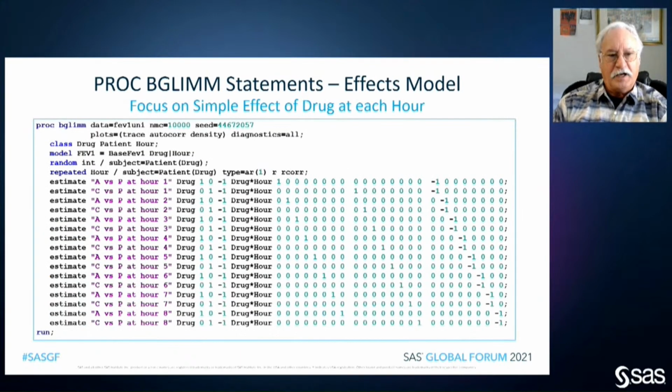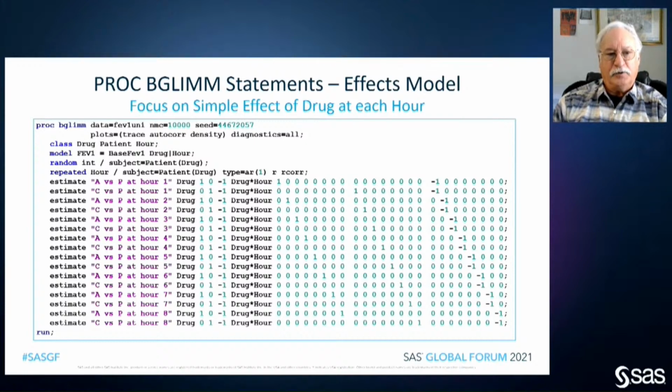So here's the model. Take a deep breath. There's a lot going on here, but let's just work through this. We have PROC BGLIMM and sort of a usual set of options. In this case, the default burn-in and the default thinning was okay. We had to increase the Markov samples from 5,000 to 10,000. We've asked for all the diagnostics. We don't need an outpost option here because we're working with Gaussian data, so we don't need an inverse link step. The classes are drug, patient, and hour.